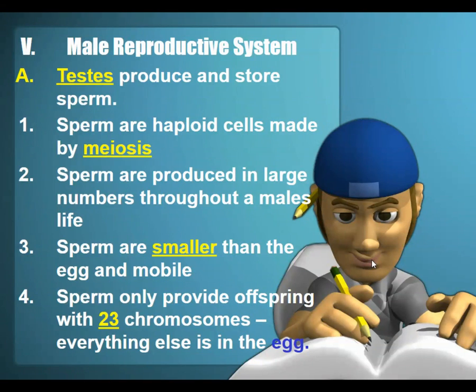Sperm are produced in large numbers throughout a male's life, beginning at puberty and then until the day they die, essentially. Sperm are smaller than the egg, and they are mobile. They have a tail, a flagellum, that helps them move. And sperm only provide offspring with 23 chromosomes. Everything else is going to be found in the egg, like the cytoplasm and all the organelles. All the sperm is really doing is delivering its half of the DNA.